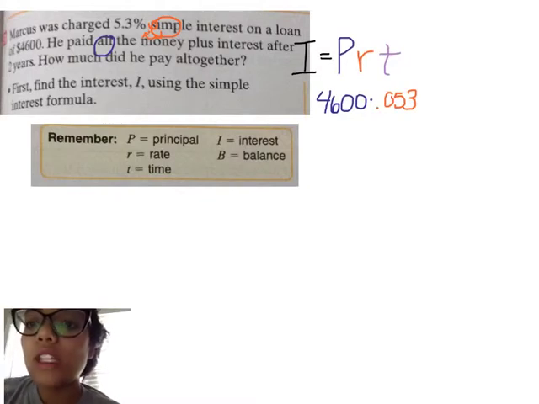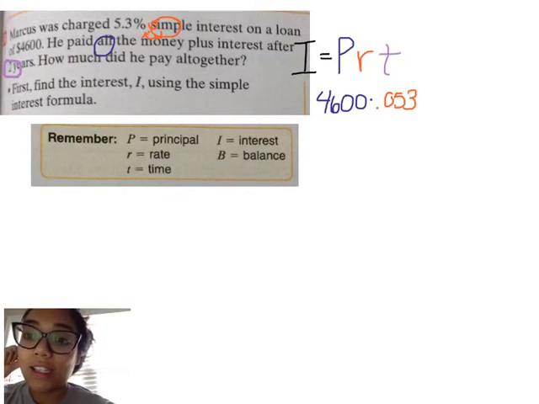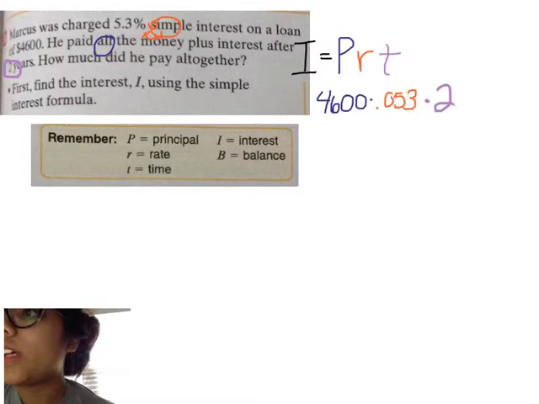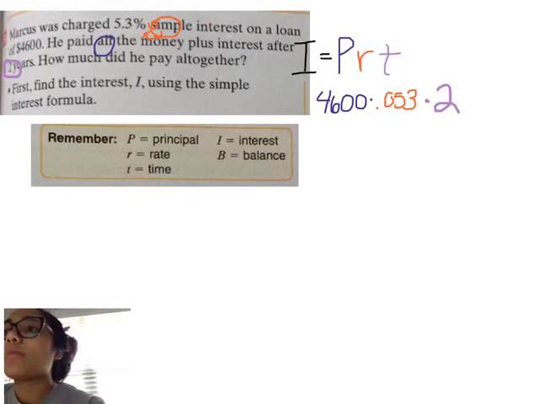An important thing to remember about time is if they give you months, you need to make sure that it is in the form of a year. So, for example, 6 months would be half a year, so you would use 5 tenths. So this is going to be times 2. Lucky enough for you, they made it easy. So, we have 4,600 times 53 thousandths times 2, and that equals our interest.